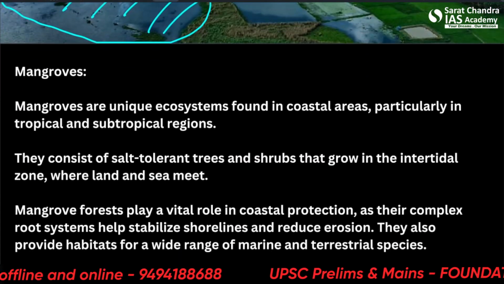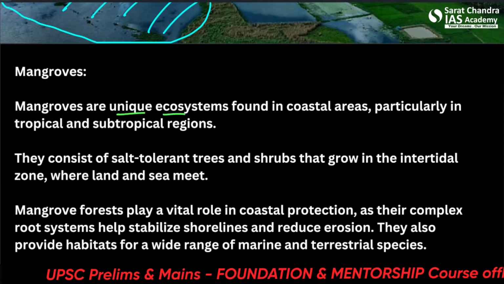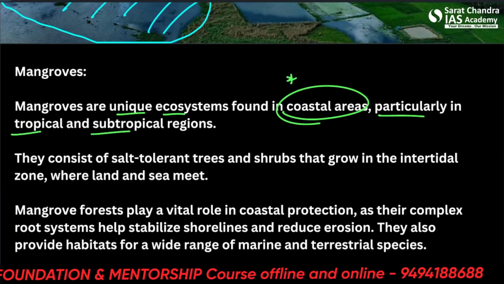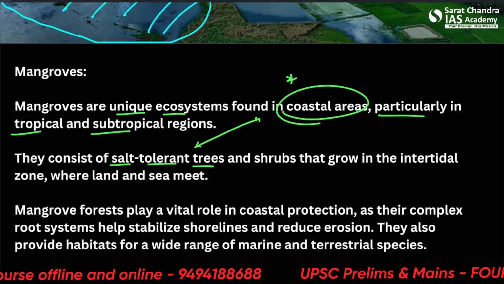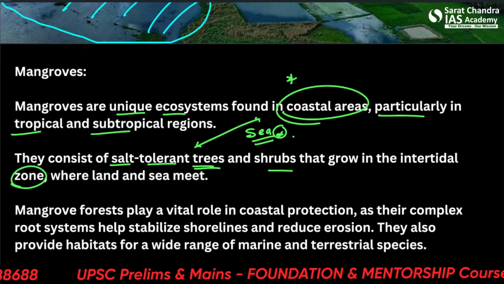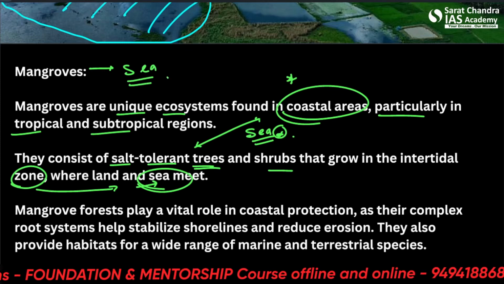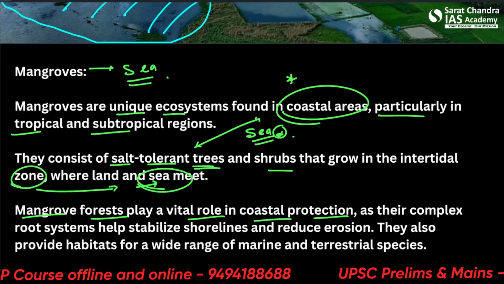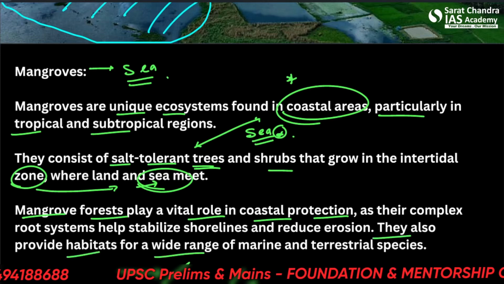Let's see one by one. So what are mangroves? Mangroves are unique ecosystems found in coastal areas. This one has to be clear. Particularly in tropical and subtropical regions, they consist of salt-tolerant trees. So coastal areas plus salt-tolerant trees. So we are talking about closeness to the sea, and shrubs that grow in the intertidal zone where land and sea meet. So there has to be sea when we talk about the mangroves, whether it is Sundarban or anything else. Mangrove forests play a vital role in coastal protection. They act as a buffer basically. They reduce erosion. They also provide habitat for a wide range of marine and terrestrial species.